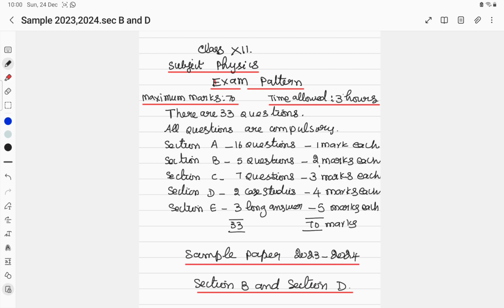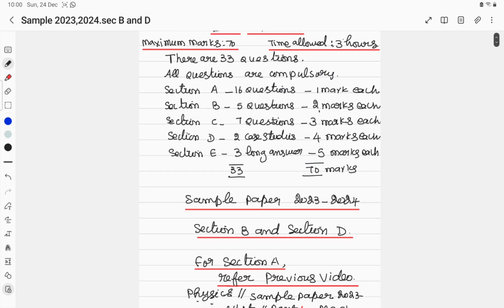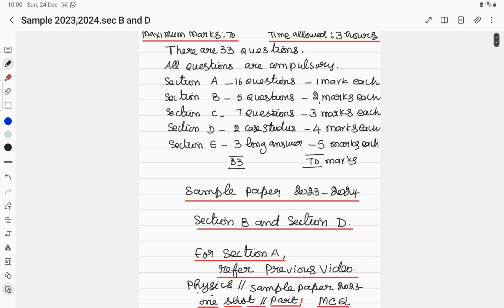Section B, 5 questions, each carries 2 marks. Section C, 7 questions, 3 marks each. Section D, 2 case studies, 4 marks each. Section E, 3 long answers of 5 marks each. Totally 33 questions, total marks 70. In this video, we will see the solutions for Section B.